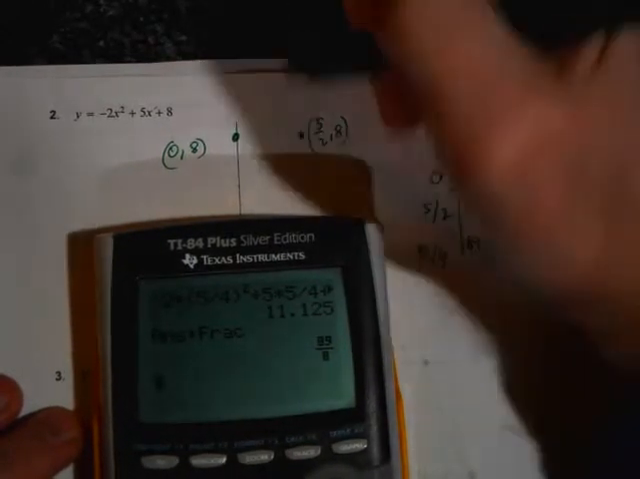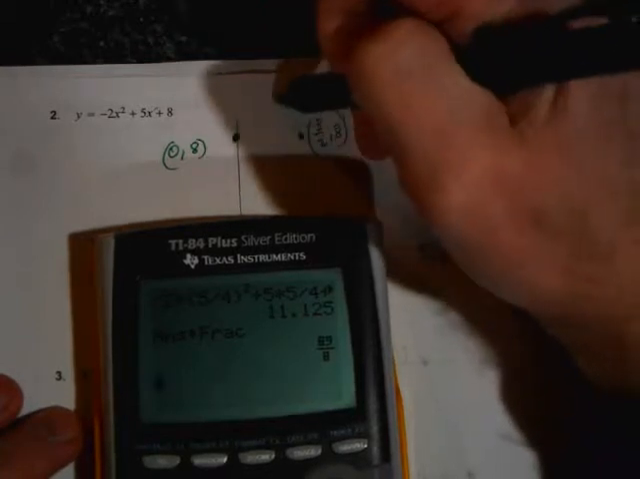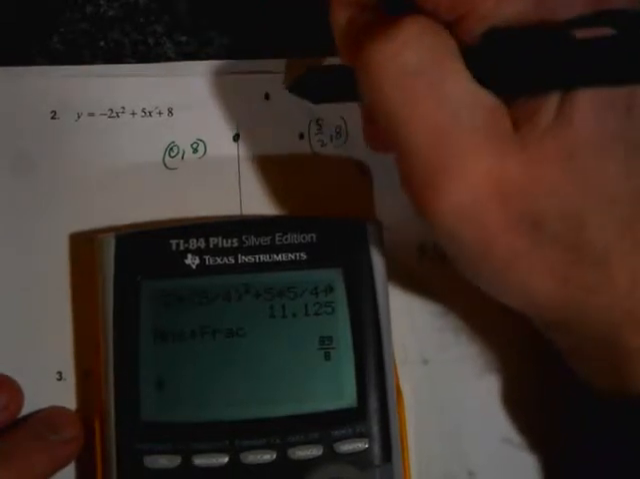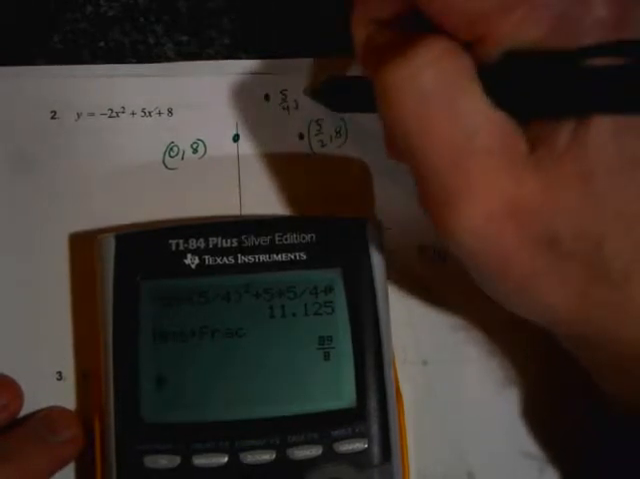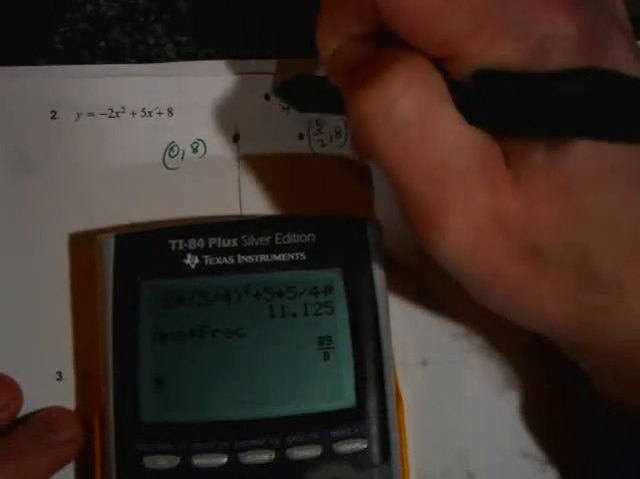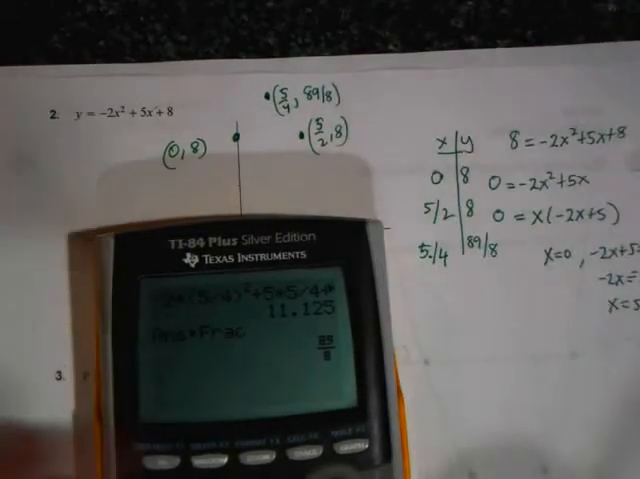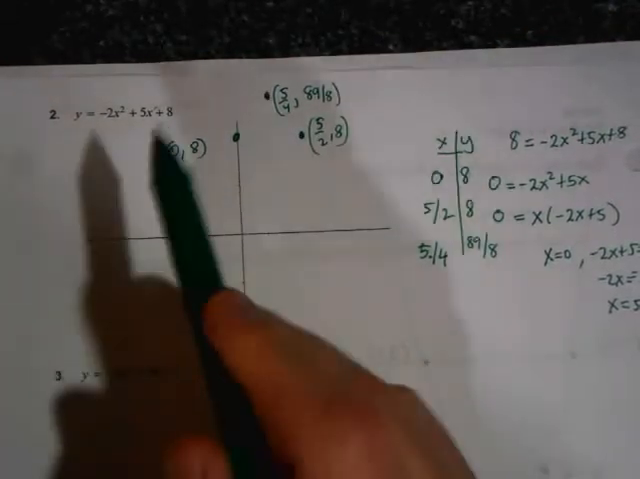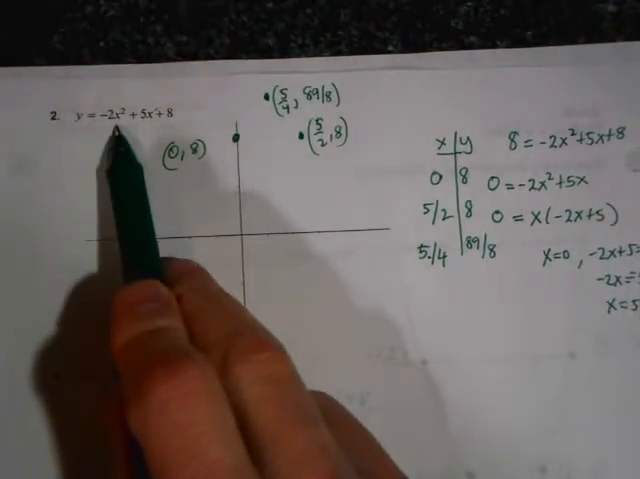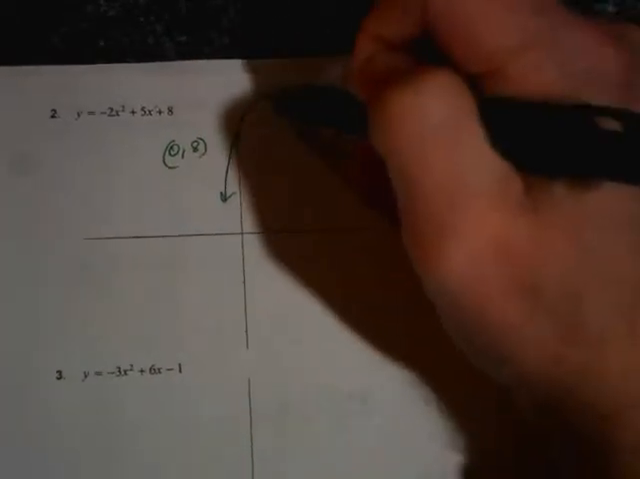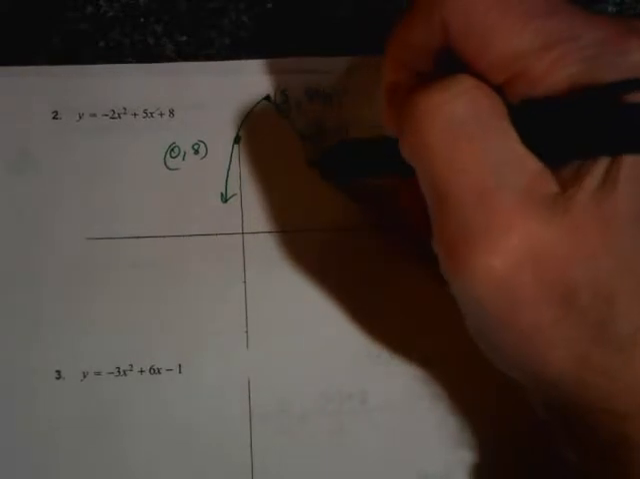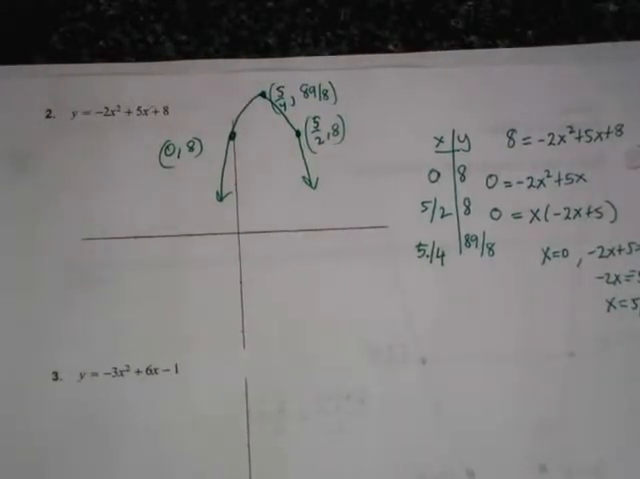So I'm going to mark my point. I've got to go halfway in between. It's right here. 5/4 and 89/8, which is a little more than 11, so I have to go up. And this makes sense, since this first thing was a negative. It makes sense that this parabola has to open downward, so it looks like that. Our vertex is a high point. Okay?